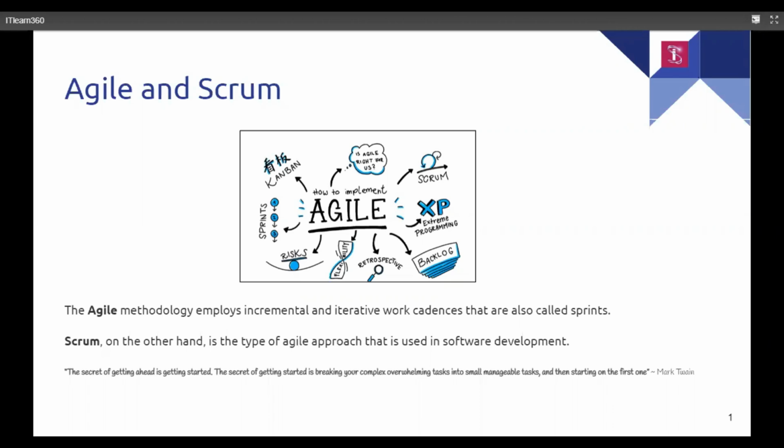In this video, we're going to talk about Agile, a really popular methodology of software development nowadays. It's a real buzz in industry, and people are learning and adopting Agile. So let us quickly understand in short what exactly Agile is. Agile methodology employs incremental and iterative work cadences that are called sprints.